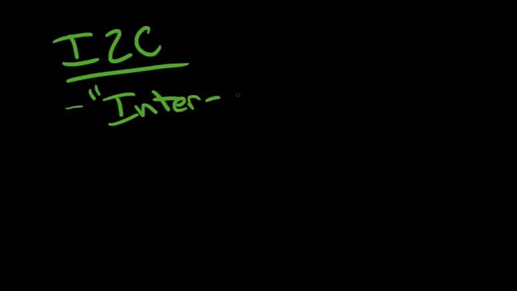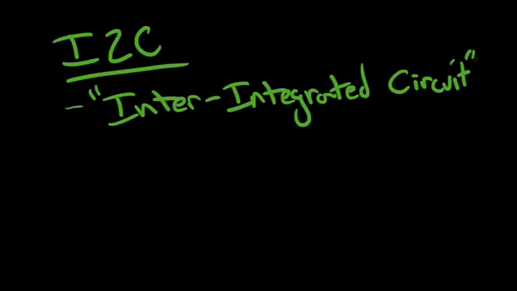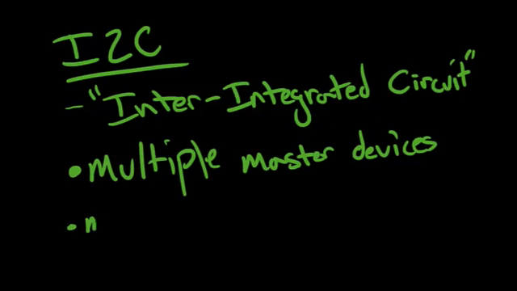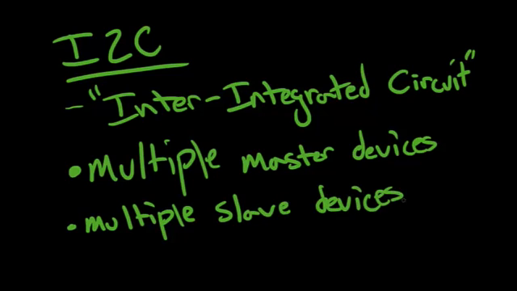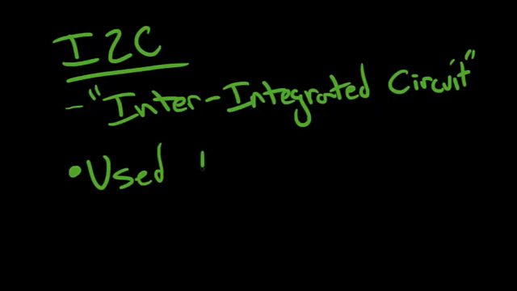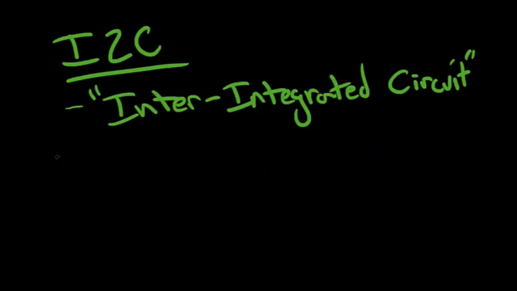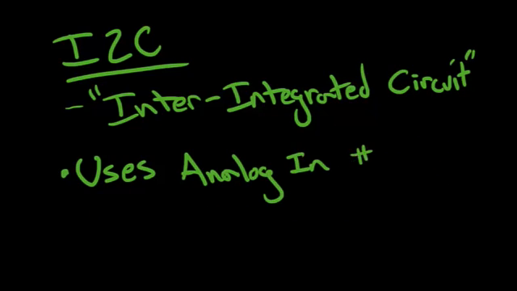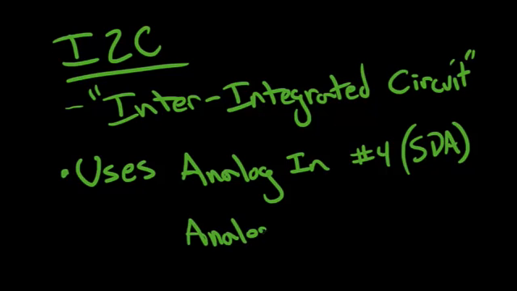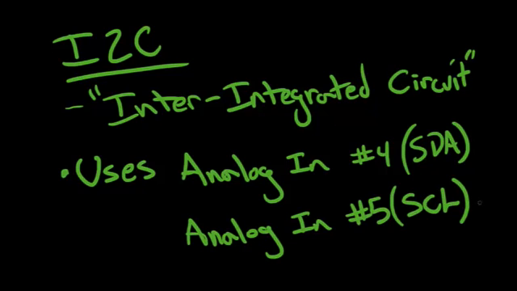Alright, so now moving on to the communication protocol we'll be looking at most in this module, I2C, which stands for Integrated Circuit. Now this one is, unlike SPI, going to have multiple master devices, not just one, and multiple slave devices. So it's pretty powerful, and it's going to be used to communicate with the sensor stick and all the various sensors on it. And it's going to be using analog in number 4 for something called SDA and analog in 5 for something called SCL. In the next lesson, we're going to get to learn a little bit more about I2C.